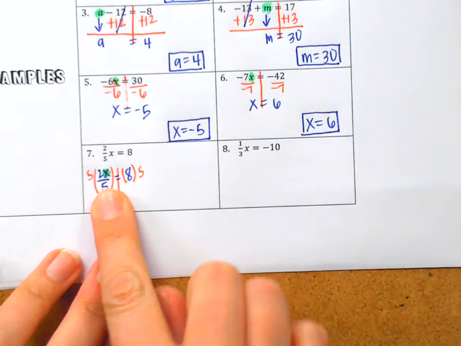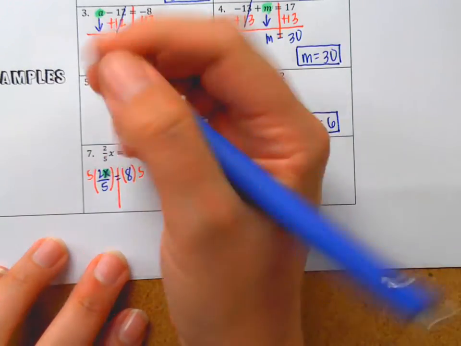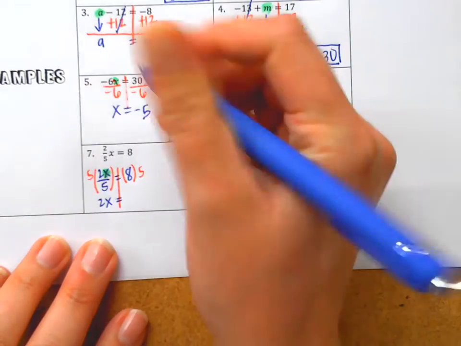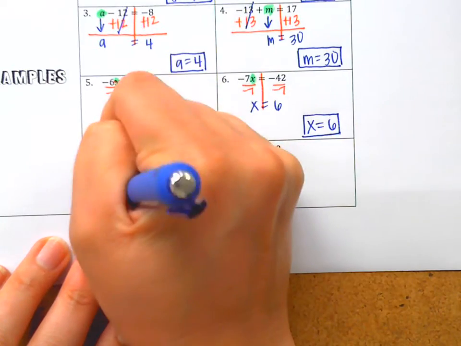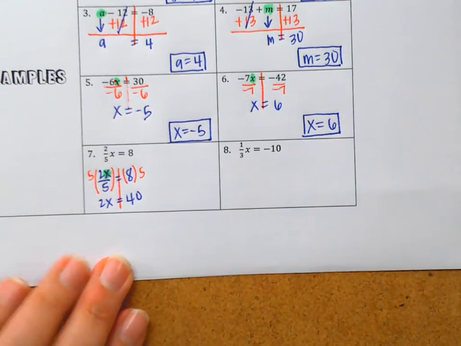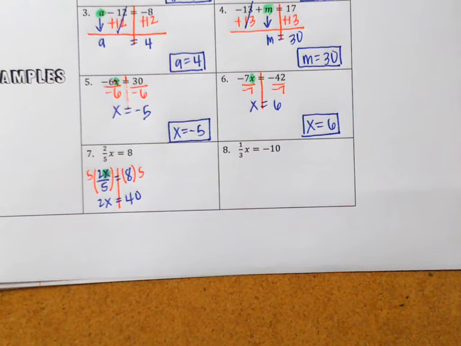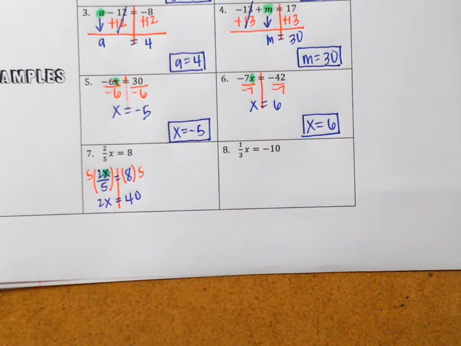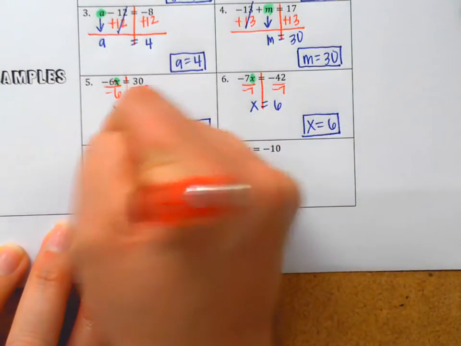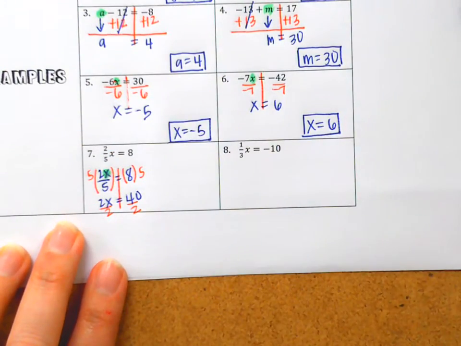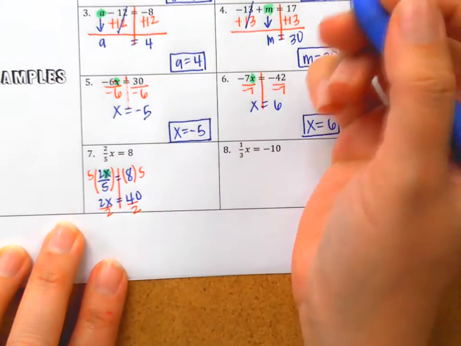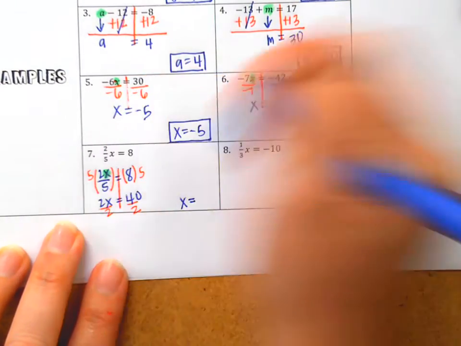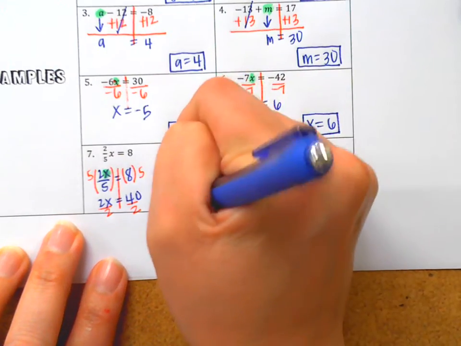Now 5 divided by 5 is 1. So 1 times 2 just leaves me with 2x equals, and then 8 times 5 is 40. Now I still need to get x by itself. And so now we're at the same point we were with 5 and 6. We want to get rid of that 2. It's 2 times x. So to undo that 2, we're going to divide both sides by 2. And I get 2 divided by 2 is 1, so x. And then 40 divided by 2 is 20.